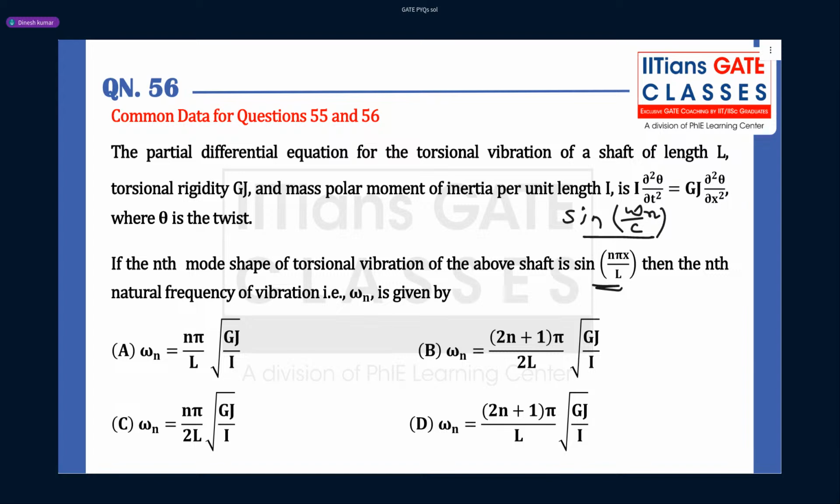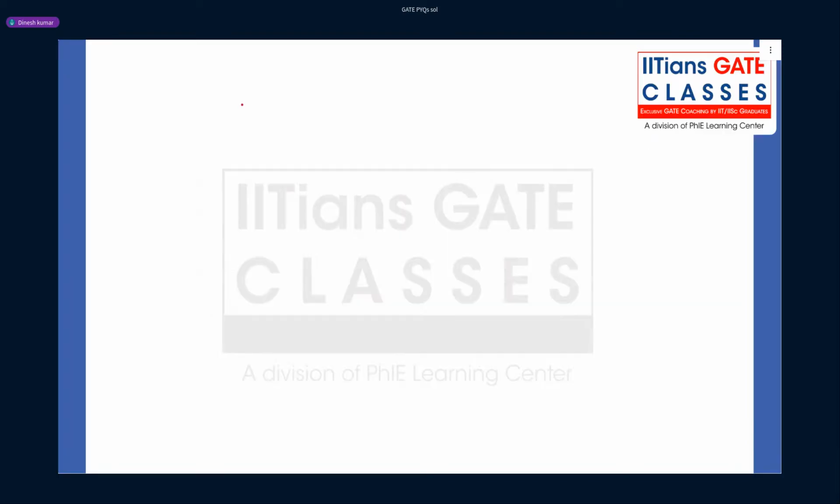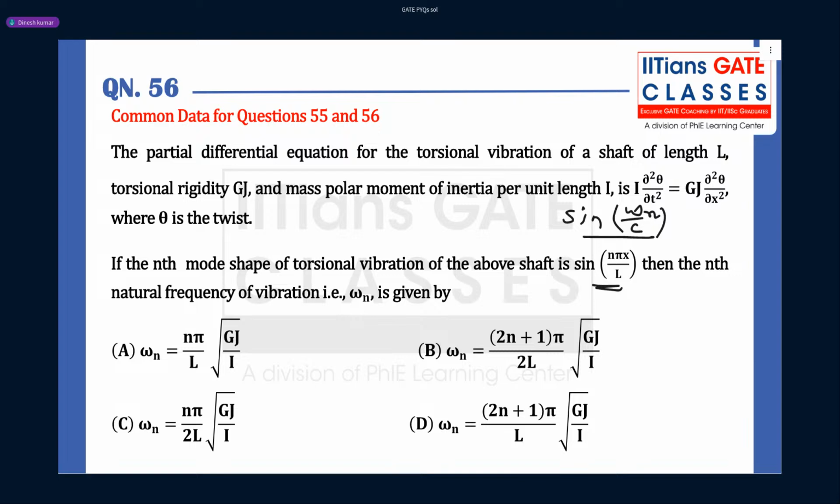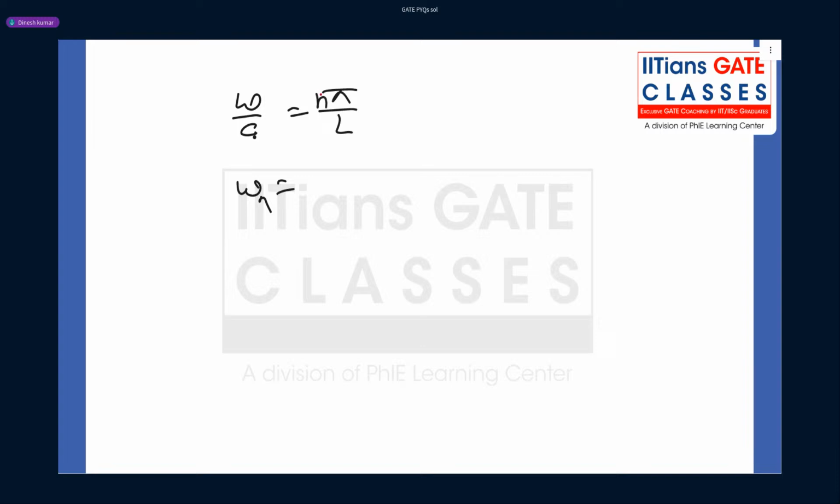In the last class also a similar question was there. Now guys, if you compare, what is your ω/c coming here? ω/c will be π/L. Now what is c? c is the velocity of wave propagation. So here we will find the natural frequency ω. Here they have given sine(nπx/L), right? So that means here we need to multiply by n. So what ωn do we get? We get nπ/L into c.